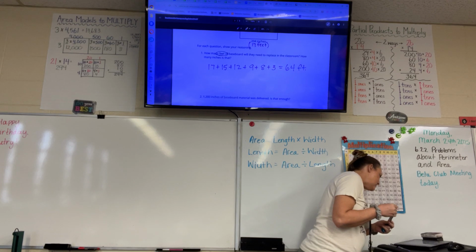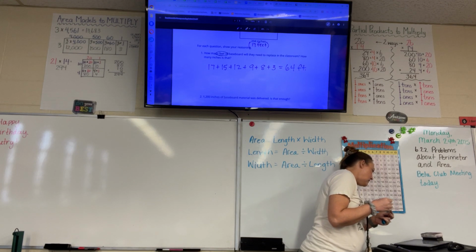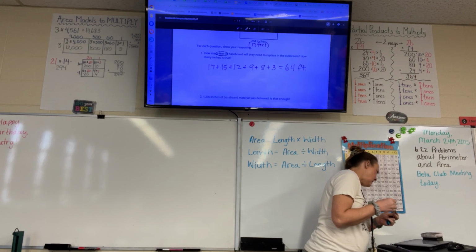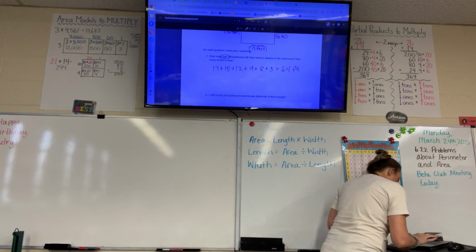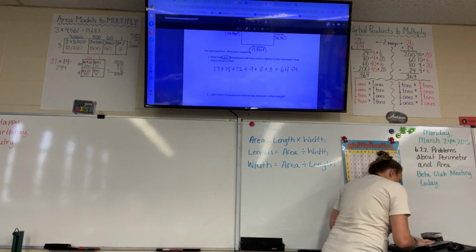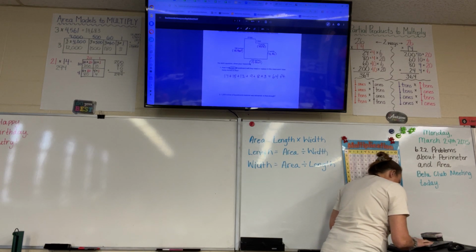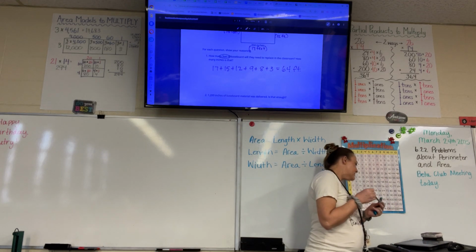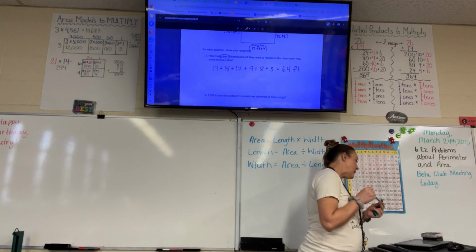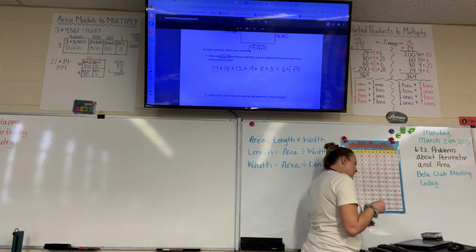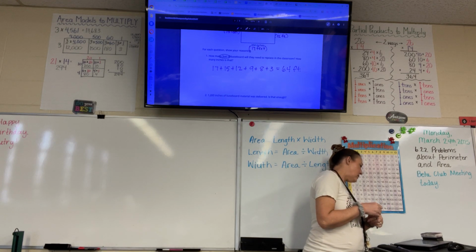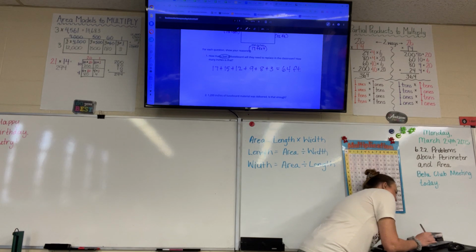1,200 inches. Wait a minute, did I miss something? I don't think so. Okay, 1,200 inches of baseboard material. Oh, inches. 1,200 inches of. I missed this. This is what I missed.